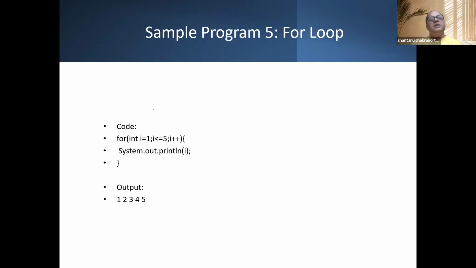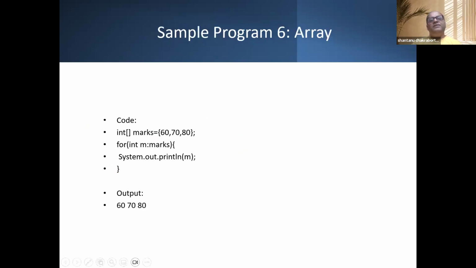This is a looping construct that we generally use in Java programming. So here the loop iterates from 1 to 5, and it displays the values from 1 to 5 in our Java code. Then we have another program where we use an array, and this array displays the marks in the Java program that we have written.